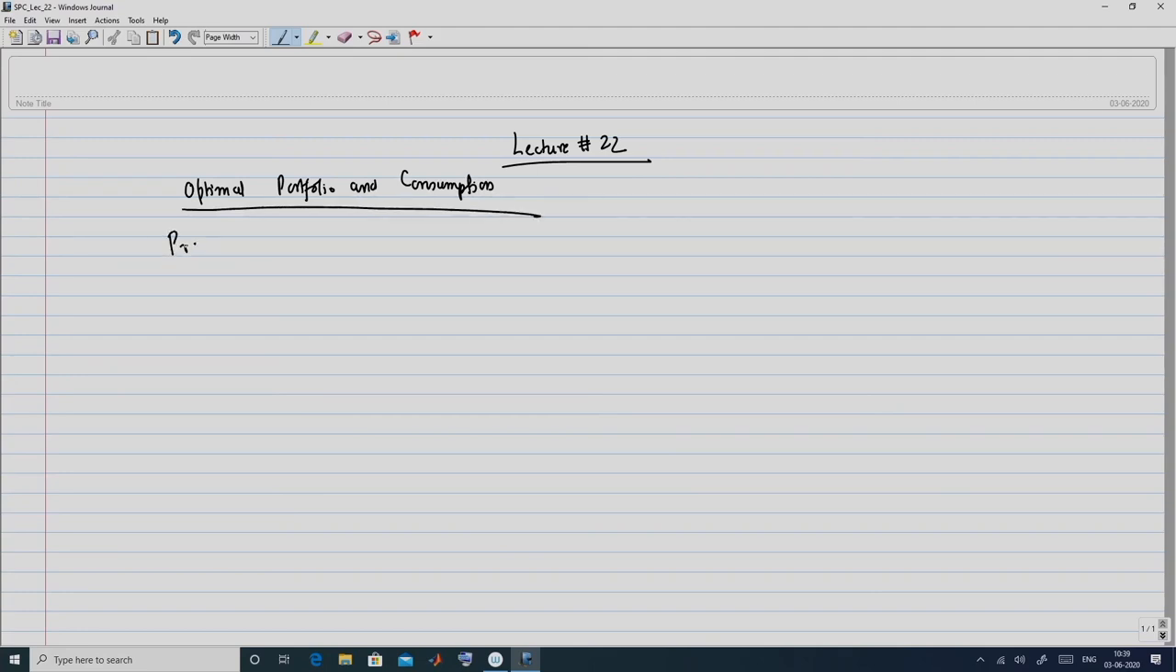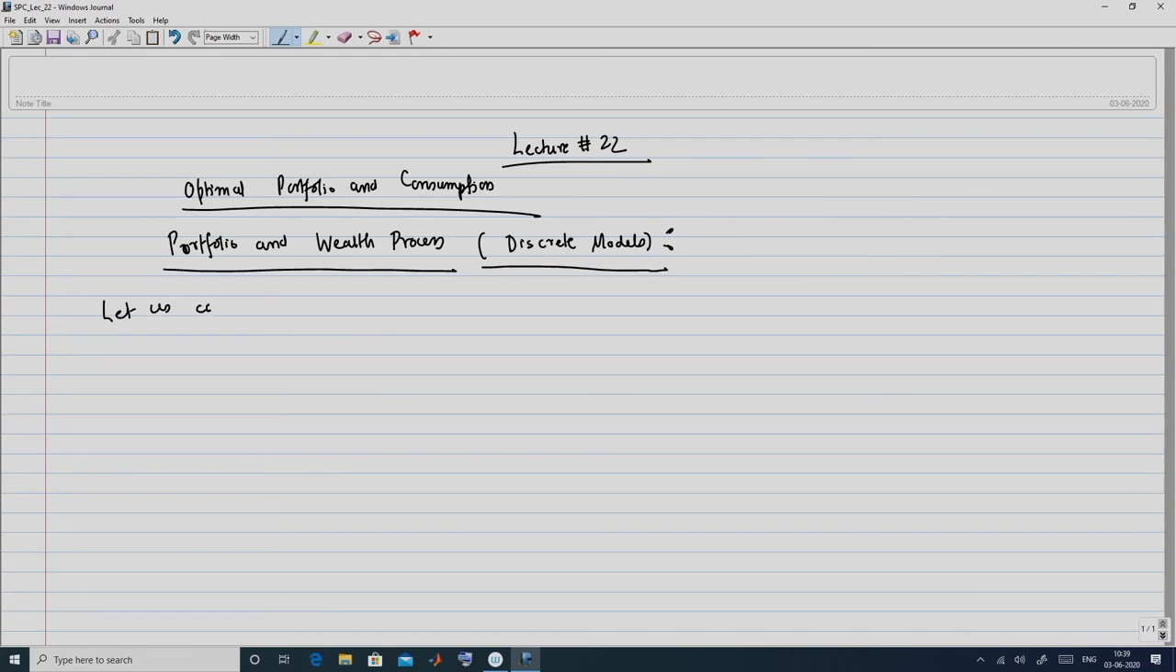So, we begin with the first topic, that is portfolio and wealth process. And as I said, we will discuss this in the discrete and continuous time framework. So, we will start off with discrete models. So, let us consider a market model with n risky securities or stocks, which I will designate by capital S1, capital S2, all the way to capital Sn, and the market has a bond B.